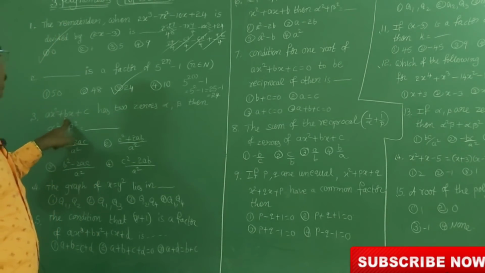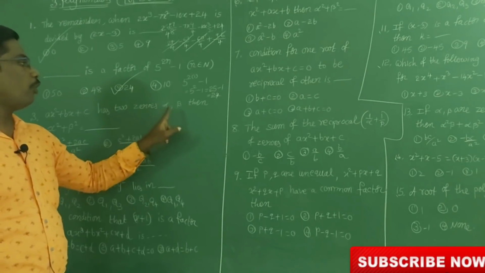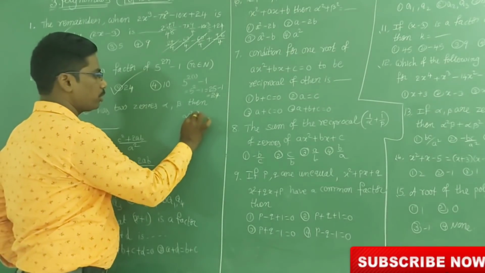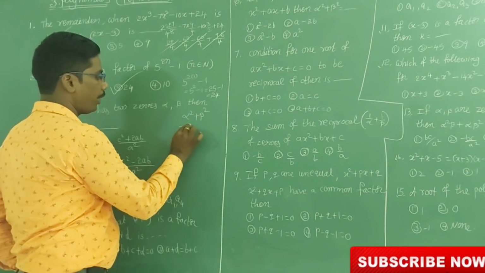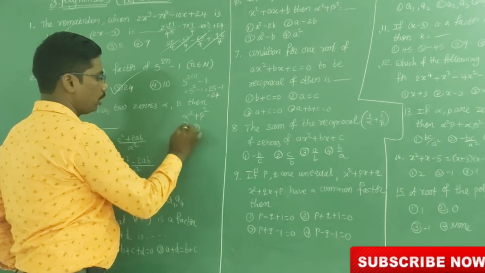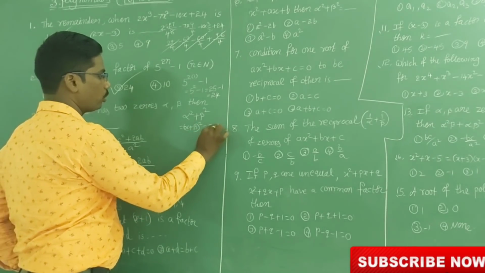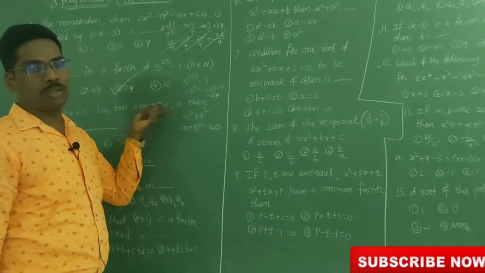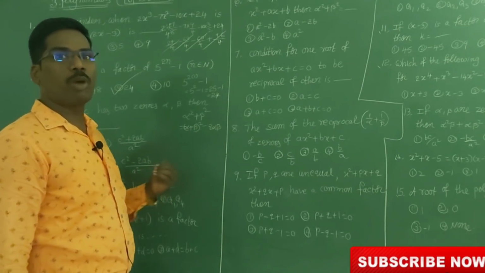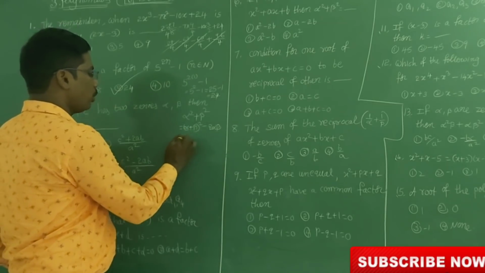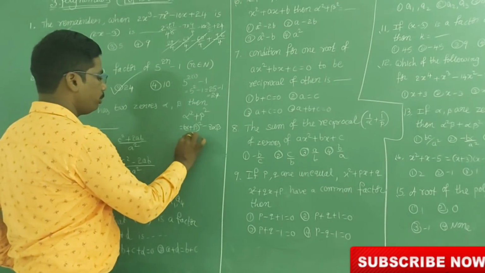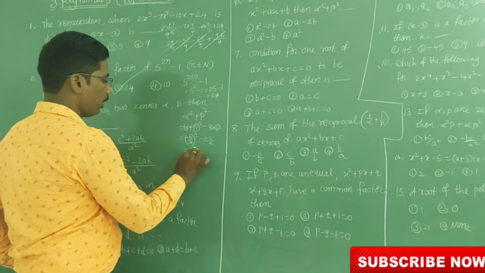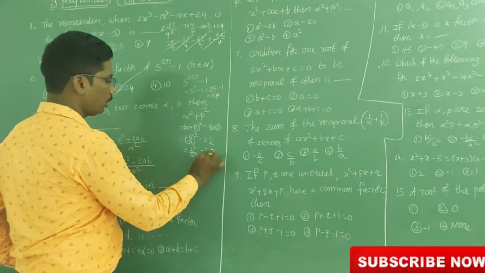Ax square plus bx plus c has two zeros alpha comma beta, then alpha square plus beta square. Now see here, alpha square plus beta square they are asking. Already I have explained these formulas. I have told it is very important, so definitely this one will come in our exam. So alpha square plus beta square means a square plus b square is equal to a plus b whole square minus 2ab. So alpha plus beta we know very well, minus b by a whole square, minus 2 into c by a. So that is b square by a square minus 2c by a.